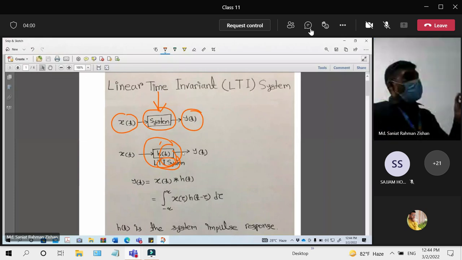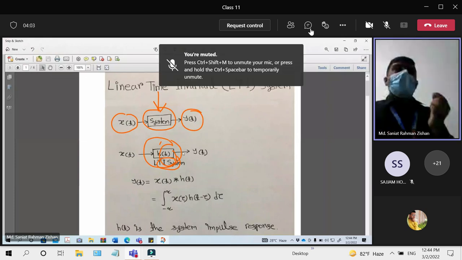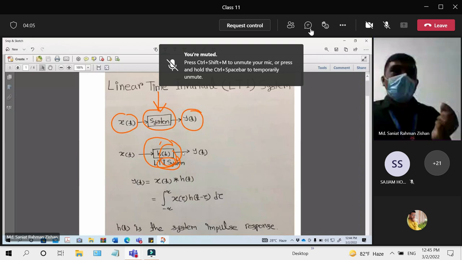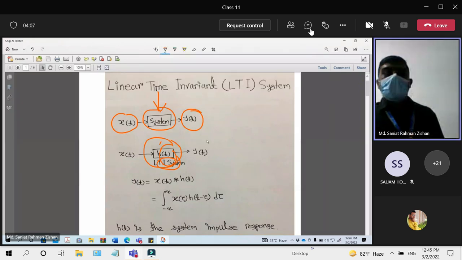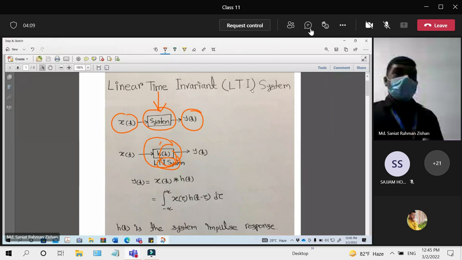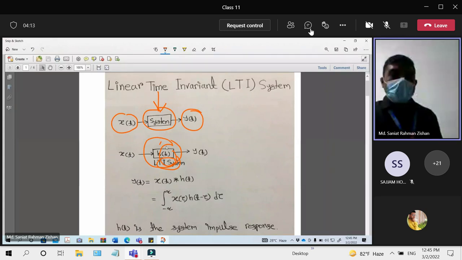That means from now on, whenever we see h(t) given, we need to understand that the system is LTI system. If you ask me what is h(t), simply h(t) is the response of LTI system.